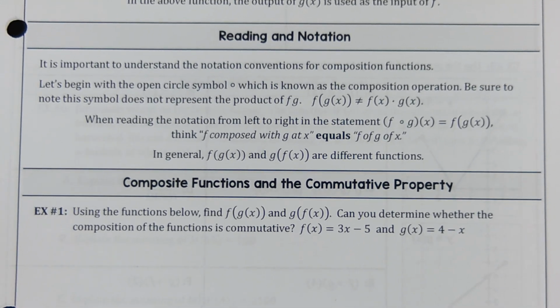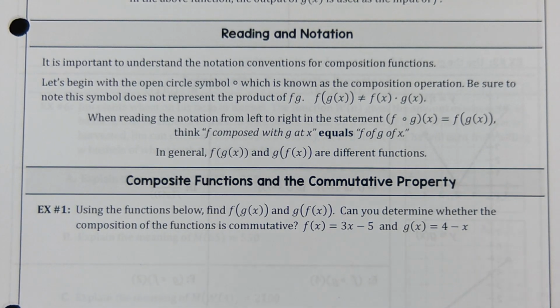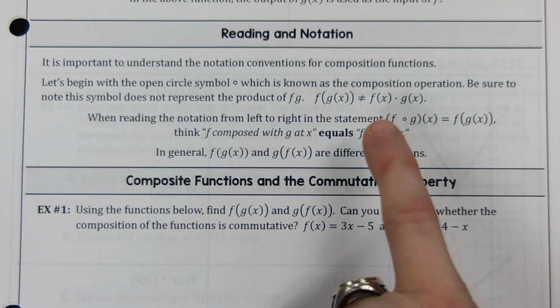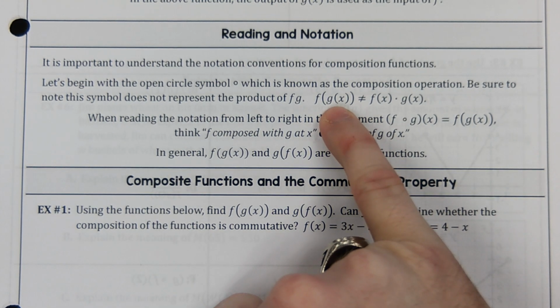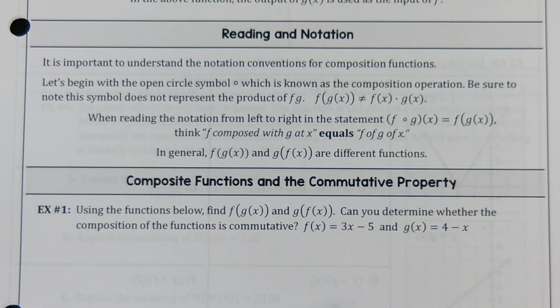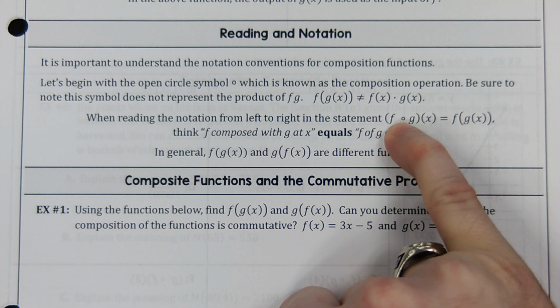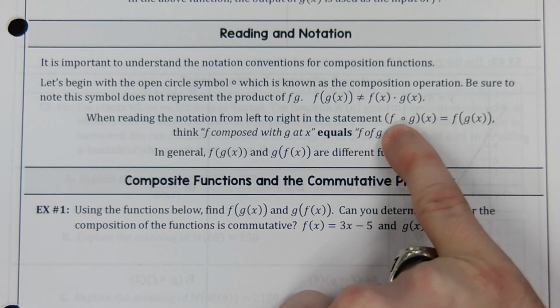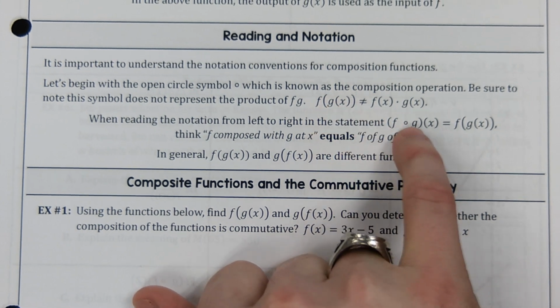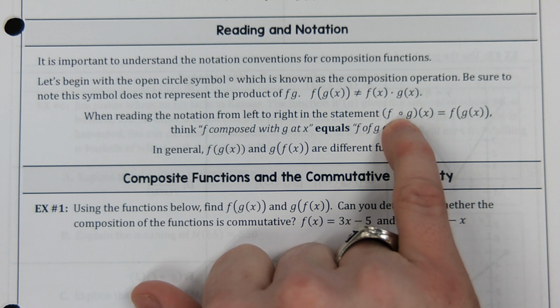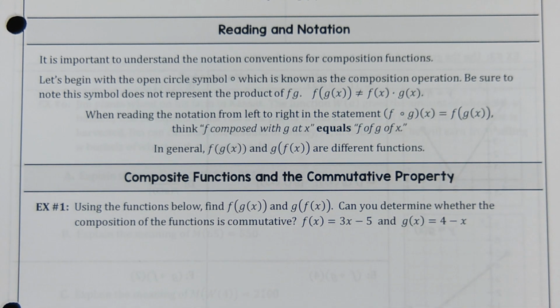It is important to understand the notation conventions for compositions of functions. Why, Mr. M? Because this does not mean f times g of x. This does not mean f times g of x. And that's often what I see go wrong, is that students think that they're doing some kind of multiplication either here or here. It's not multiplication. It's a function, and the input is being manipulated.